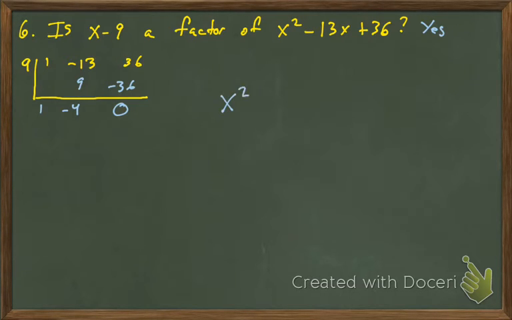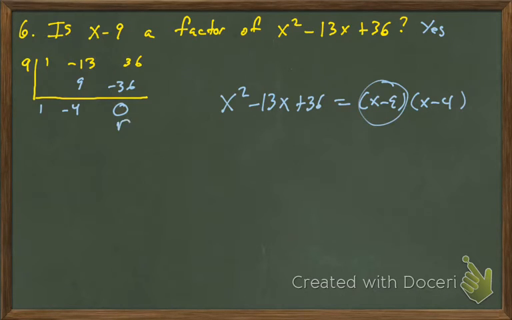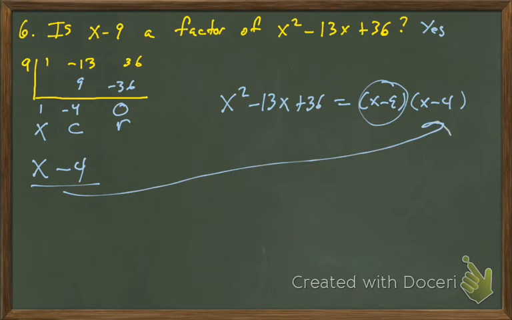And if you remember at the very beginning, we did factor this, and it factored into x minus 9 and x minus 4. So you do see it as a factor right there. Here's your remainder, here's your constant, here's your x. Notice that your quotient is x minus 4, which is exactly the other factor there.